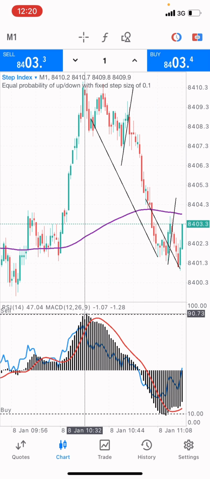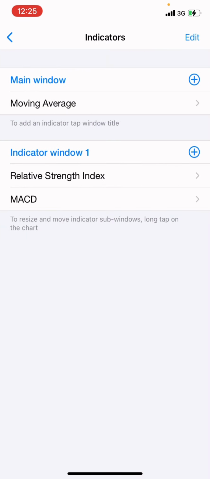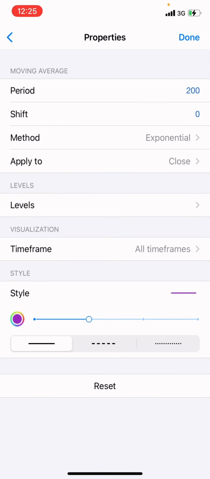So this is how you can make massive profit. You can grow your small accounts on Stepindex using this perfect strategy, trend lines, and the MACD, right? So I'm going to show you the setup for the indicators so that you can know how to put these parameters on your trade. So for the indicator setup, for the moving average I use period 200, shift 0, the method is exponential, I didn't add any levels, the style is 2 pixel, the color is purple, and it's on the first trend line.